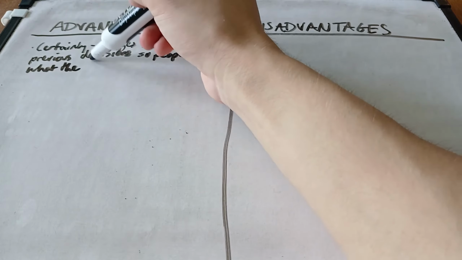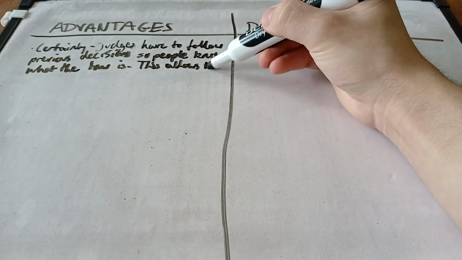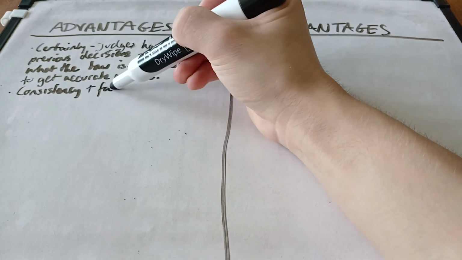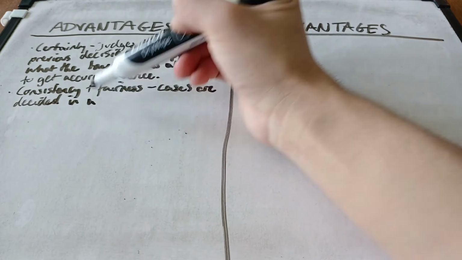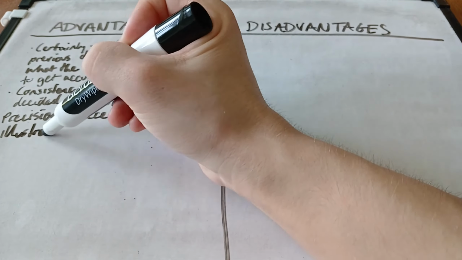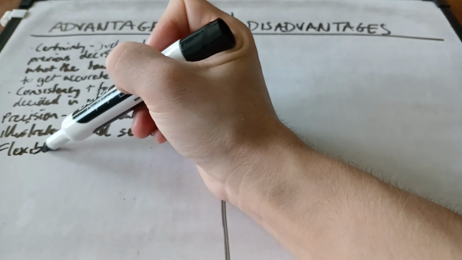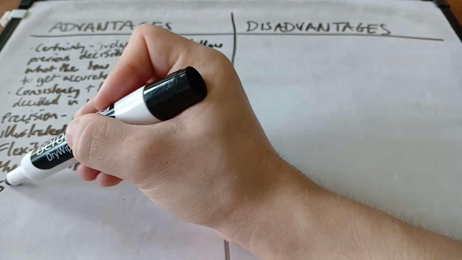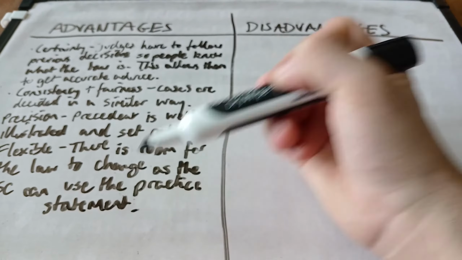So, one advantage is certainty. Judges have to follow previous decisions so people know what the law is. This allows people to get accurate advice. It's also consistent and fair. Cases are decided in a similar way. There's also precision. Precedent is well illustrated and set out. And it's flexible. There's room for the law to change, as the Supreme Court can use the practice statement.